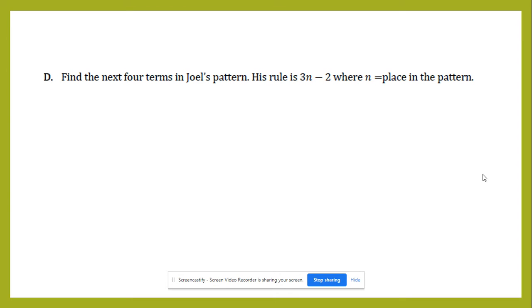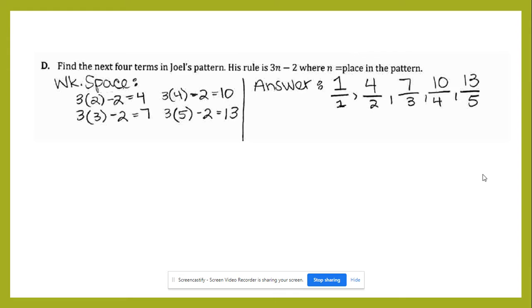Let's try it out with a rule that maybe we feel comfortable with because it's algebra based. We have a rule from Joel. His rule is 3n minus 2, where n is your place in the pattern. Okay, so in the first place, the very first term, I would plug in the number 1. 3 times 1 is 3, minus 2 is 1. We would slowly start to be able to find the second term, the third term, the fourth term, fifth term, etc.